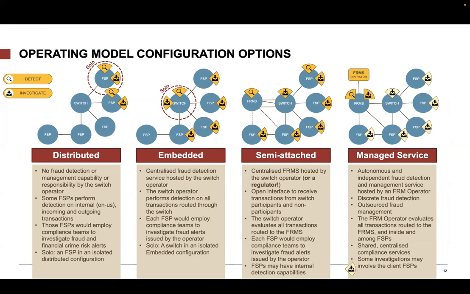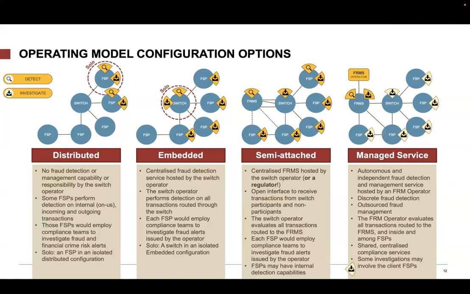What we mean by distributed is that there's no capability at the switch at all whatsoever. So the DFSP runs their own, right? Then we have embedded at the switch. The switch runs it all, right? So they go ahead and do this for all their DFSPs. So it's very, very centralized. We have semi-attached, where the switch is involved, but maybe the FRMS is still a separate entity, so it just happens to be run by the switch. So it's centralized. The DFSPs are all served by this system, but the system sits outside.